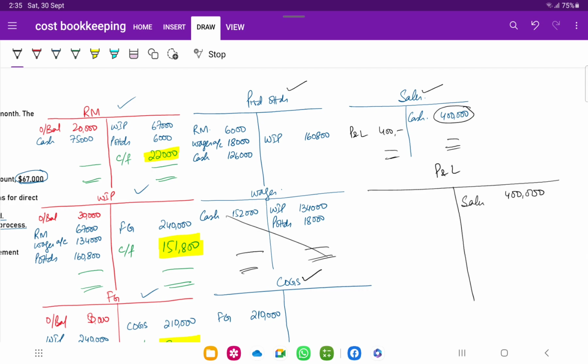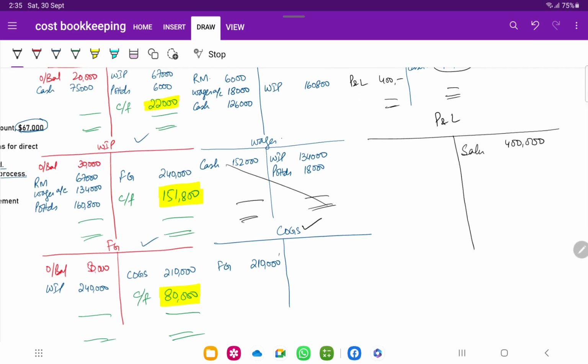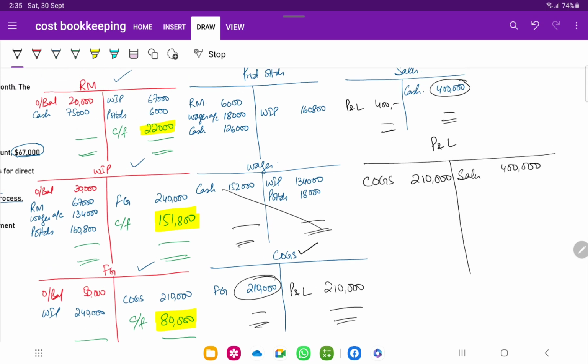So sales minus cost of goods sold: if you want to transfer this 210,000 to your profit and loss account, you will debit the profit and loss account with 210,000 and make a credit entry here with the reference of cost of goods sold with the amount of 210,000. So 400,000 minus 210,000 will give you the gross profit.